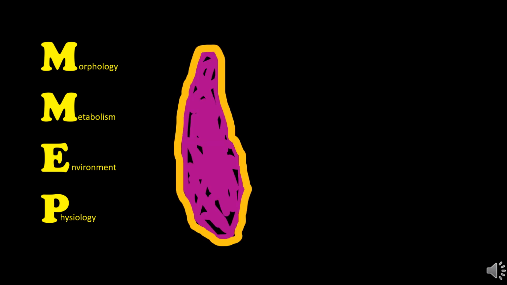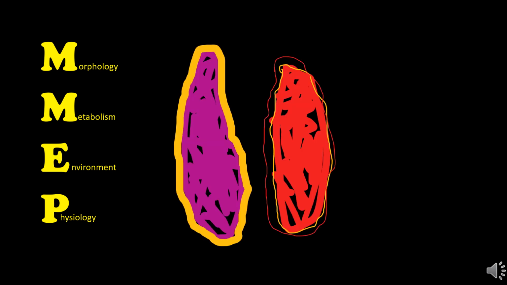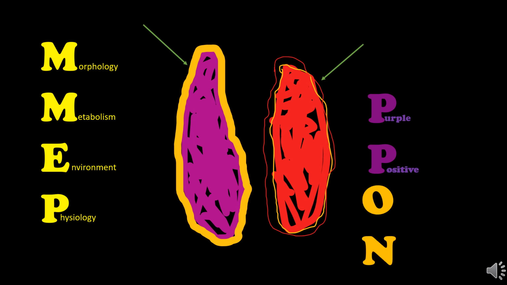Bacterial taxonomy is based on MEP: morphology, metabolism, environment, and physiology. The best way to identify bacteria is gram staining of the cell wall. Gram-positive turns purple, and gram-negative turns red or orange. The difference is that the gram-positive cell wall is much thicker, and the gram-negative cell wall is covered by two plasma membranes. An easy way to remember is PP for purple positive and ON for orange negative. Gram-negative has two bilayers around the cell wall, making it more resistant to antibiotics.